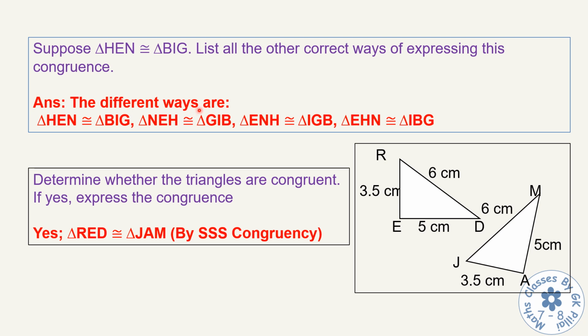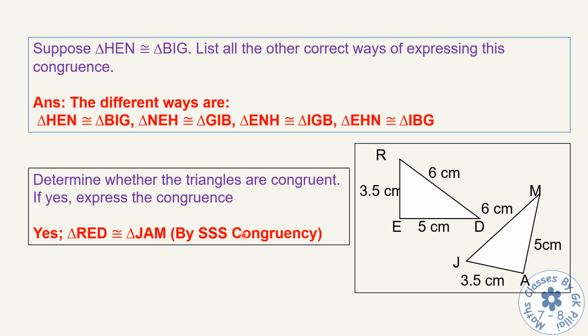Now the other methods are, first one I have written as it is, and the next one I am going in the opposite way. NEH is congruent to triangle GIB here. The next one I am starting with E. ENH will be congruent to triangle IGB. Then again I am going in the opposite direction here. EHN will be congruent to triangle IBG. So these three more different ways you can express the name of these two congruent triangles.